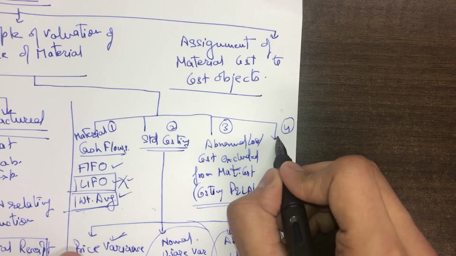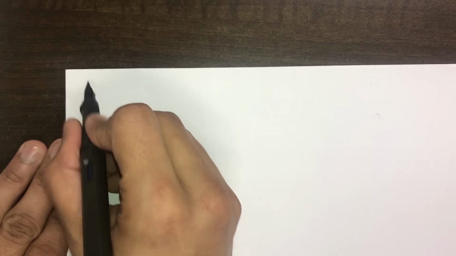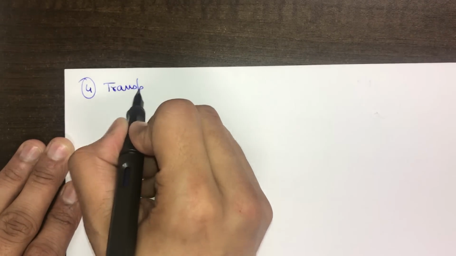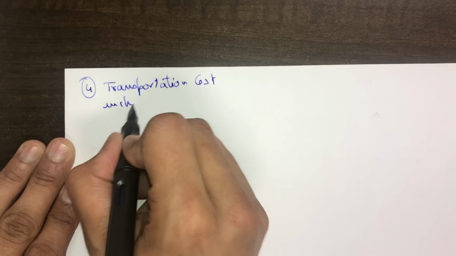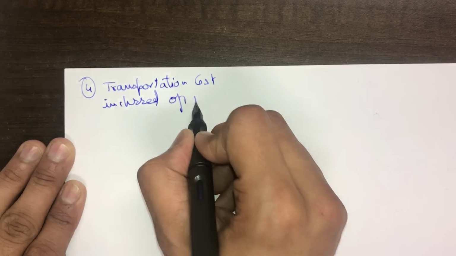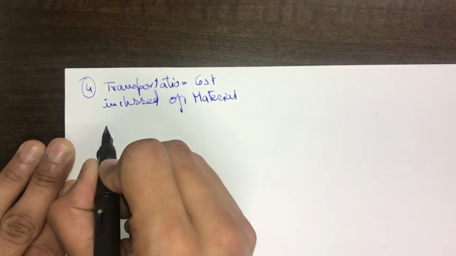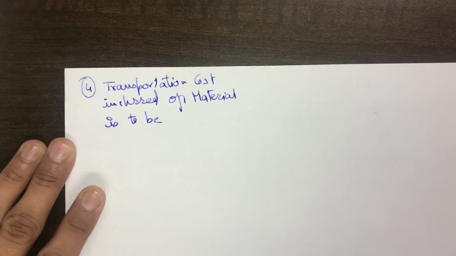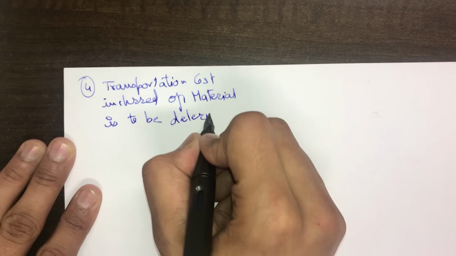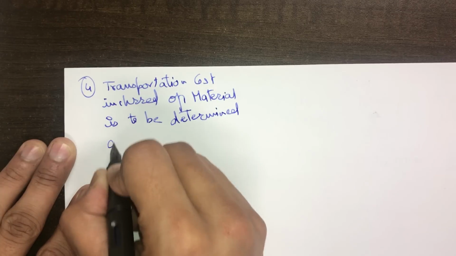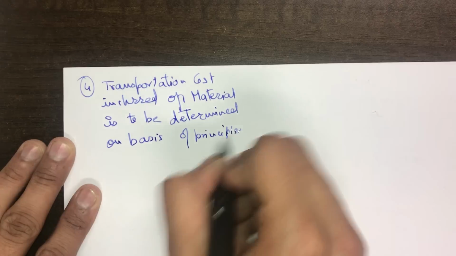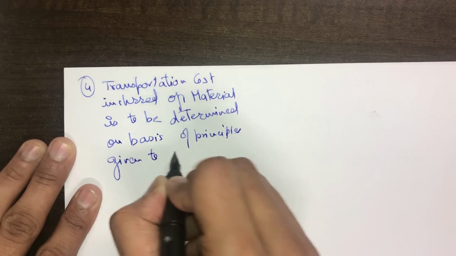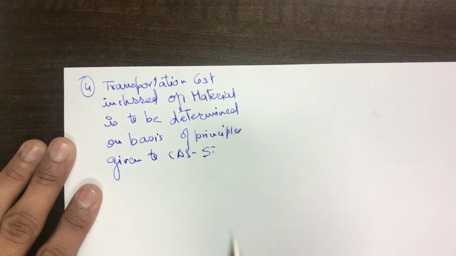And the fourth and last principle, I'll write the fourth principle separately. The fourth principle is that any transportation cost incurred on material is to be determined on the basis of principles given in CAS 5.